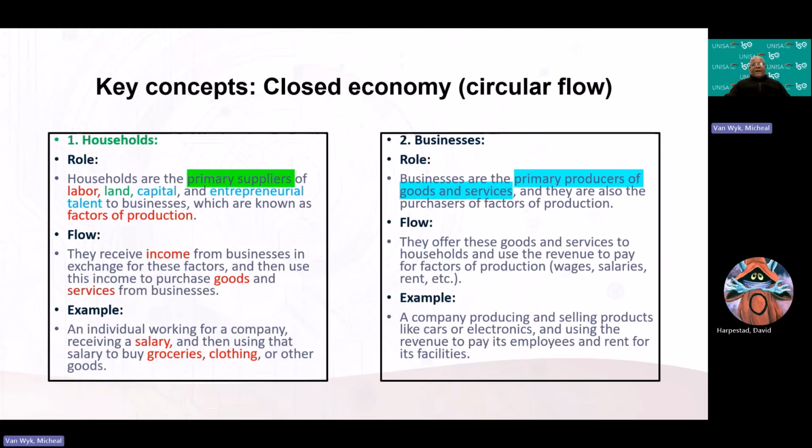On the other hand, your business is also part of this closed economy. And the businesses are the primary producers of goods and services. You will agree with me, right? So if you want to have a cell phone, you go to a cell phone outlet, for example MTN, Vodacom, and you can select your type of cell phone, right? So a cell phone is one of the goods produced by your business.